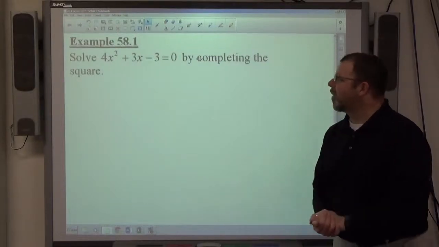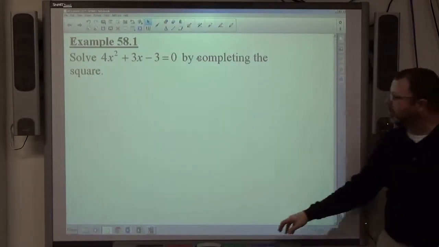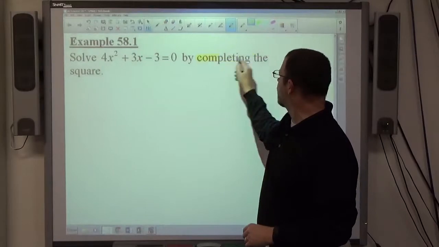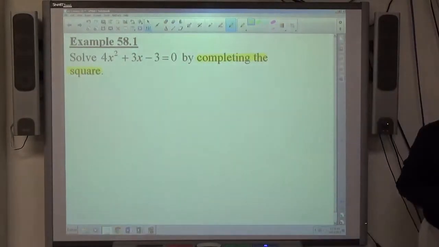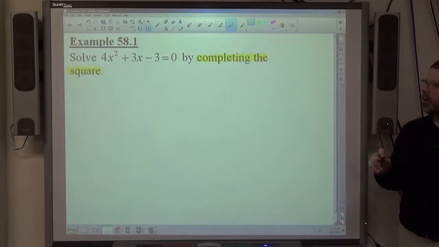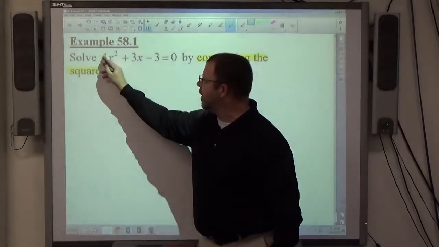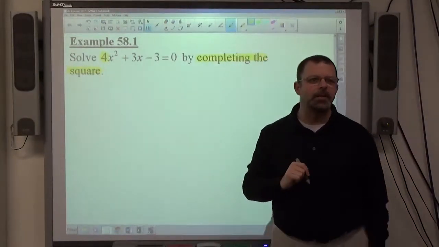Example 1. Solve 4x squared plus 3x minus 3 equals 0 by completing the square. And you'll notice completing the square is a technique we've already learned this year. The technique is what it was before. Up till now, the lead coefficient has been 1. It's been 1x squared. Now it's 4x squared, and that makes it different.